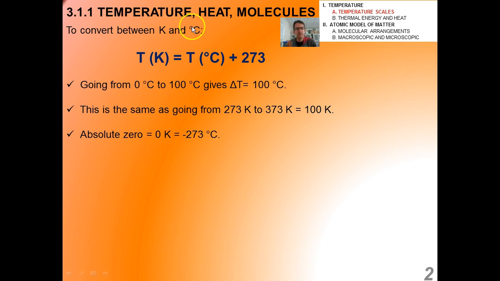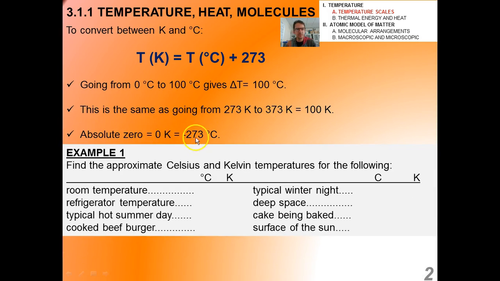Converting between Kelvin and degrees Celsius, you just add 273 to your temperature in degrees Celsius. So obviously, if I go from freezing water to boiling water, that's a delta T of 100 degrees Celsius. That's also a delta T of 100 K. Remember, we also don't say degrees Kelvin, we just say Kelvin, okay? So this is the same as going from 273 to 373, which is 100 K. Absolute zero is defined as 0 K, which is negative 273.